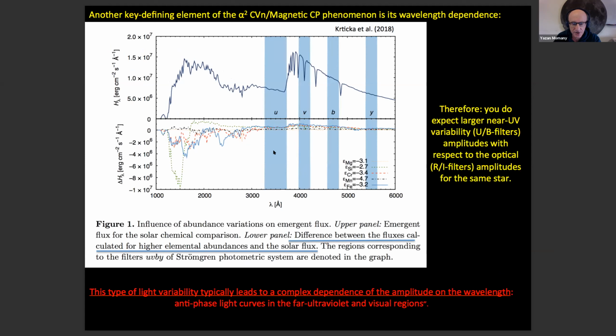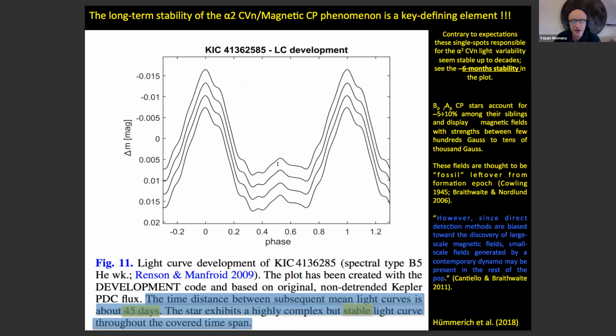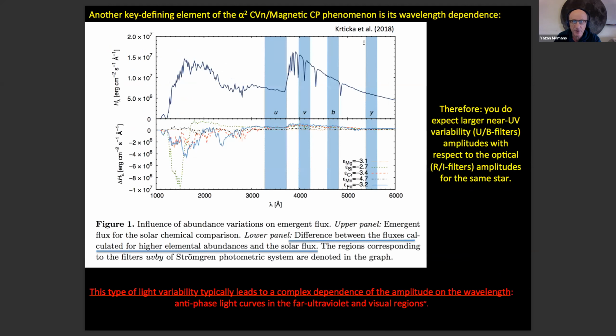Okay, so this is just to say that the chemically peculiar magnetic stars are stable on long time periods, and this is just to say again from models, from Cook data, that the spots on these stars are expected to display some kind of dark spots in the far ultraviolet, and then you have a bright spot in the optical and near ultraviolet, and their effect is less as you go to longer wavelengths.